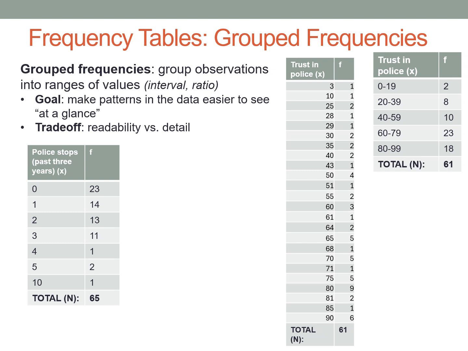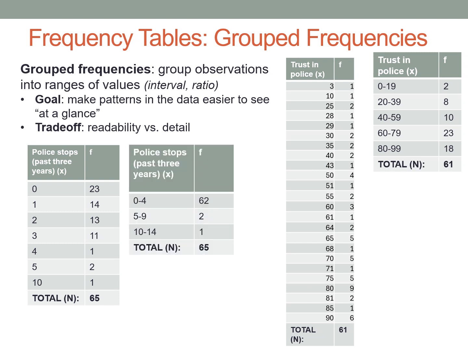Here's an example where it's not. This is the same police stop data that you saw in the last couple slides. And on the last couple slides, this table was not too hard to read. We talked through it. You can see what it means. But if I wanted to, I could create a group frequency table for it. If I did, it might look something like this. I've grouped these into ranges of 5 stops. I've got 0 to 4, 5 to 9, and 10 to 14.